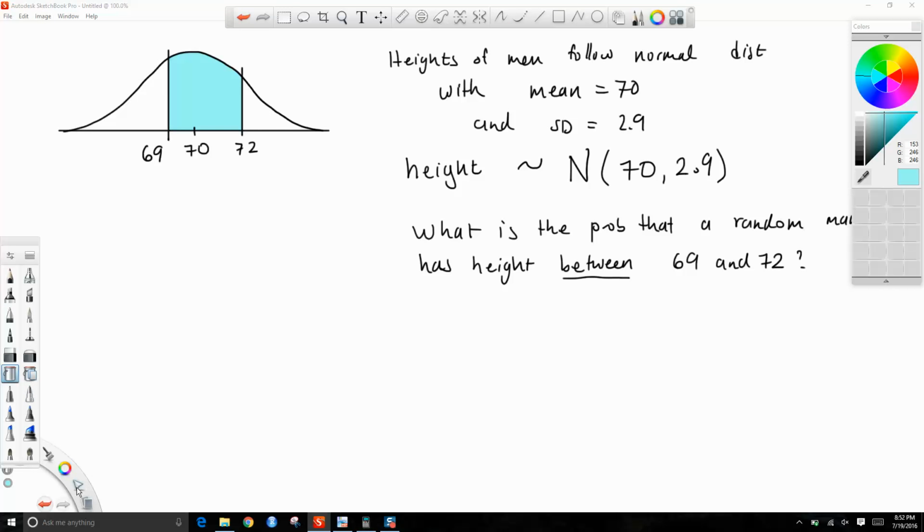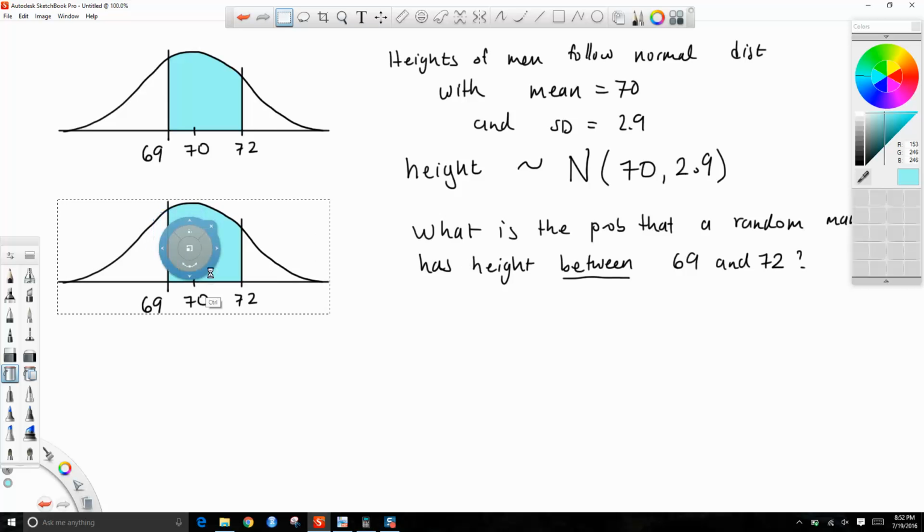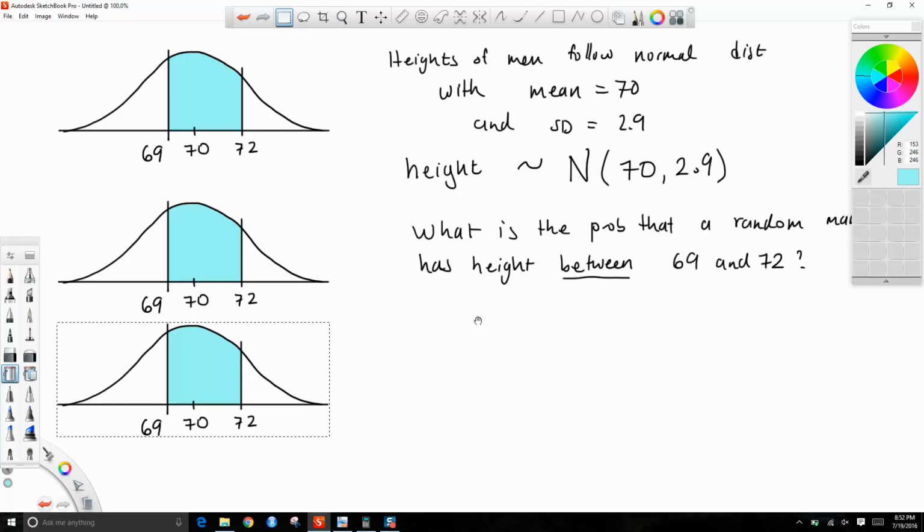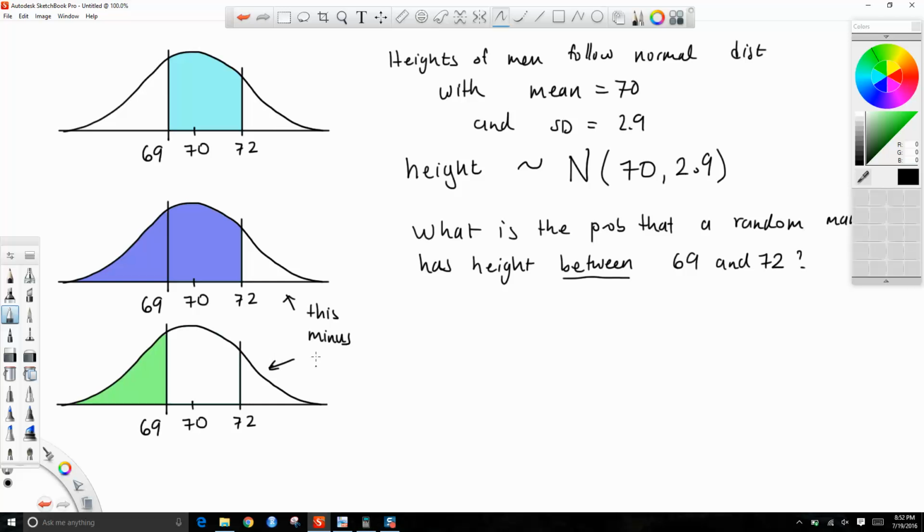Okay? And the way I'm going to solve this is to get this area, I'm going to take all the area to the left of 72, and then I'm going to subtract off the area to the left of 69. So we're going to find this blue area minus this green area, and what I'll be left with is this, whatever color you call this, teal. All right? So we'll be left with this.